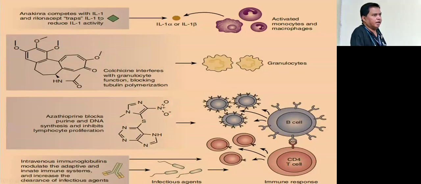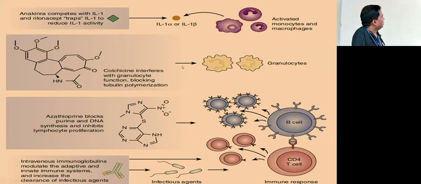About the other anti-inflammatory drugs which I mentioned: one is anakinra, then colchicine, azathioprine, and IVIG. Anakinra is an interleukin antagonist. Interleukins are inflammatory mediators, and anakinra inhibits interleukin-1. There is another drug called rilonacept. Rilonacept traps interleukin-1 and reduces interleukin-1 activity.